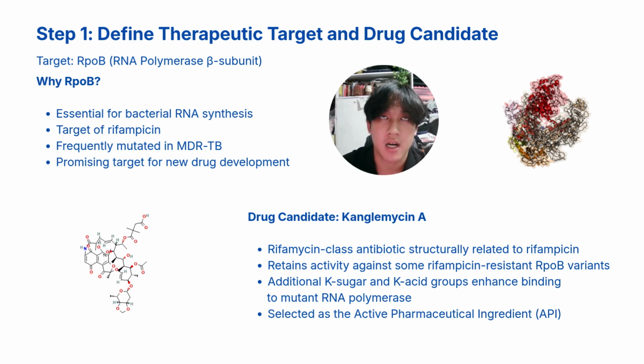Now, our first step was selecting the therapeutic target and the drug candidate. We chose the beta subunit of RNA polymerase, which is a protein essential for bacterial RNA synthesis. Since the bacteria cannot survive without producing RNA, inhibiting this protein prevents bacterial growth. However, mutations in RPOB are also the main reason why rifampicin becomes ineffective in MDR-TB. To address this, we selected Kanglemycin A because it is structurally related to rifampicin but contains additional functional groups that allow it to bind more effectively to certain mutated forms of RPOB. This makes it a promising candidate for overcoming rifampicin resistance.